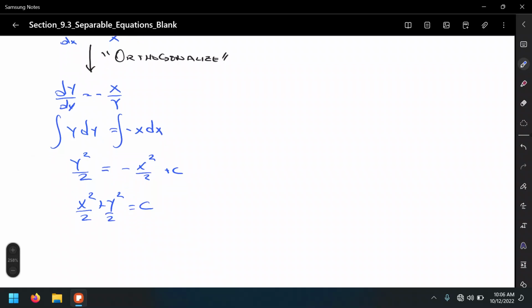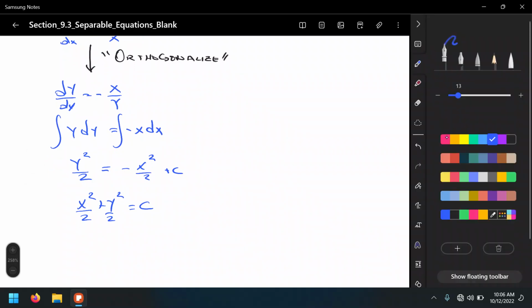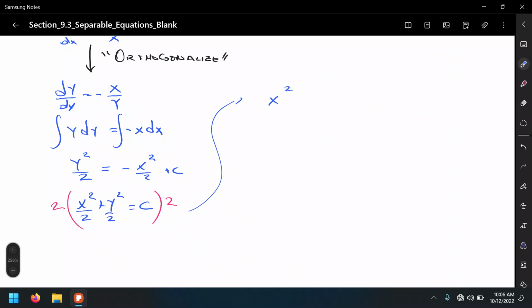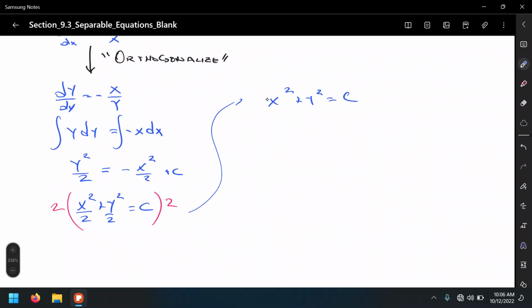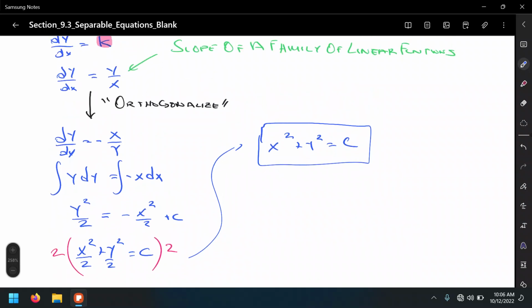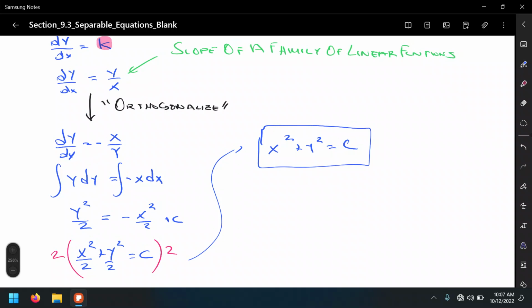And you might want to clear the denominators by multiplying both sides by 2, and that becomes x squared plus y squared equals, well, recall that when we multiply an arbitrary constant by any number, that's just the arbitrary constant c in this case. Alright? So what kind of graphs does this generic equation describe? Anyone? Circles, right? Circles of radius, whatever that radius is.